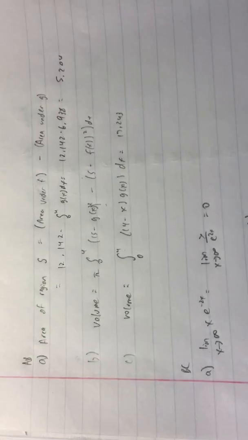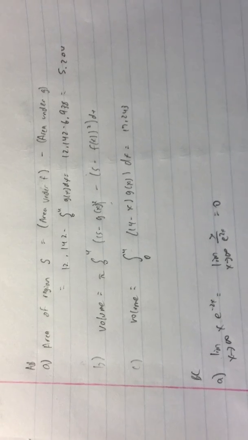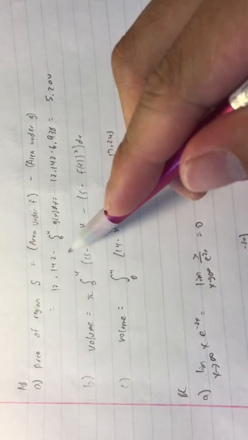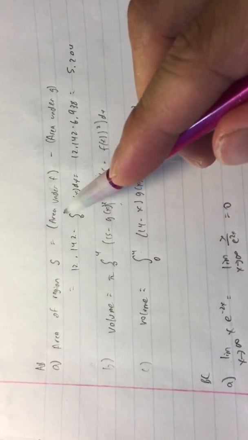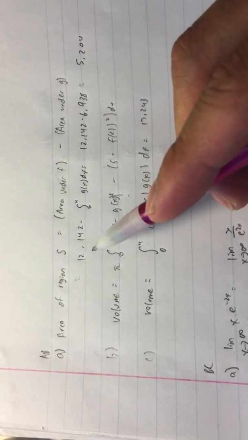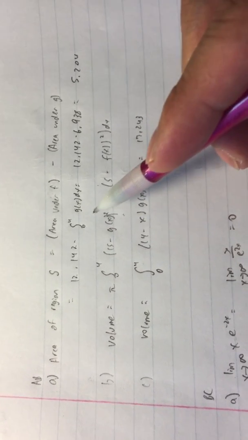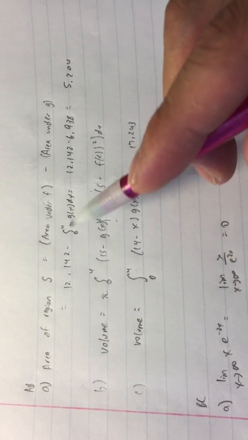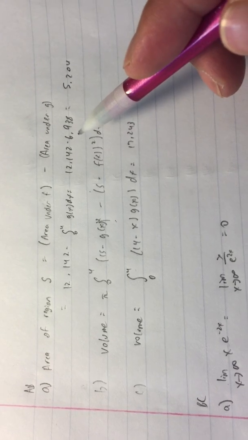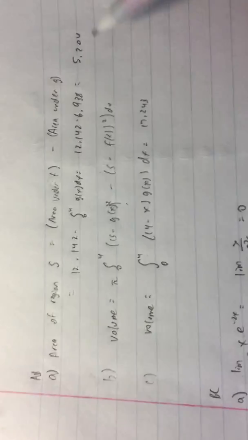So for the first FRQ, you're asked for the area of region S. So it's the area under F minus the area under G. The area under F is given as 12.142, minus the integral from 0 to 4 of the area under G, which is 6.938, which gives you 5.204.